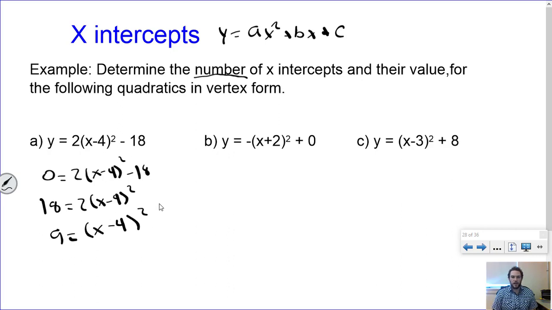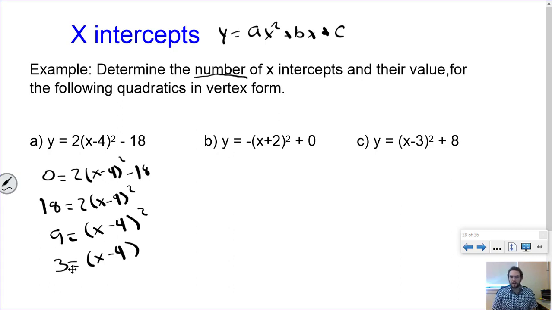Okay, next we have to get rid of this squared. So what is the opposite of squaring something? And this is where it gets a little weird. The opposite of squaring something is to take its square root. So right away you're probably thinking, well, the square root of 9, that's 3, right? So we'd say 3 is equal to x - 4. Well, we have to be careful. When we're doing inverse operations, we're not just taking the square root of 9, we're thinking to ourselves, what number, if I were to square it, would give me 9?